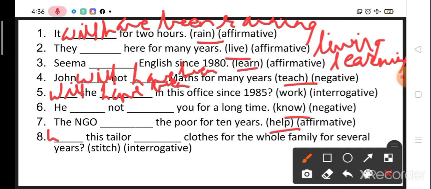Will this tailor have been stitching clothes for the whole family for several years?